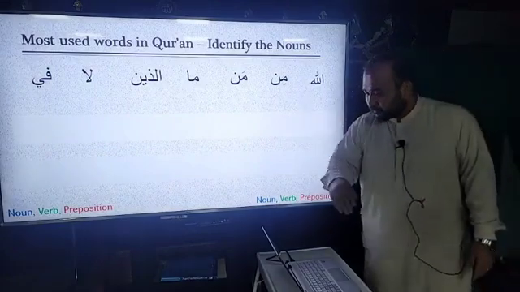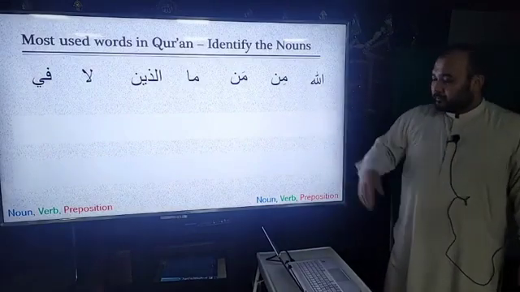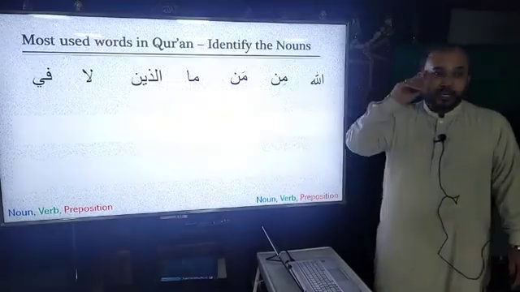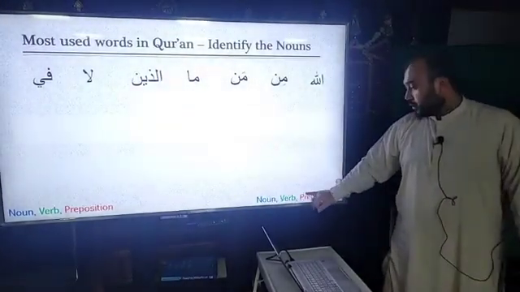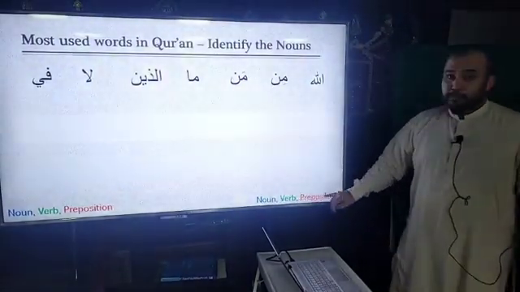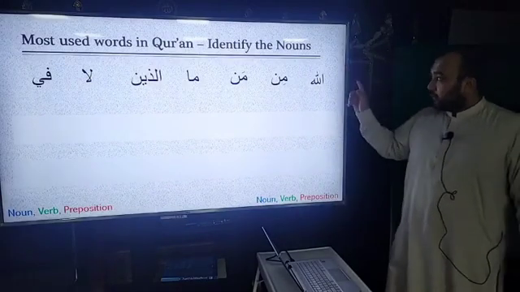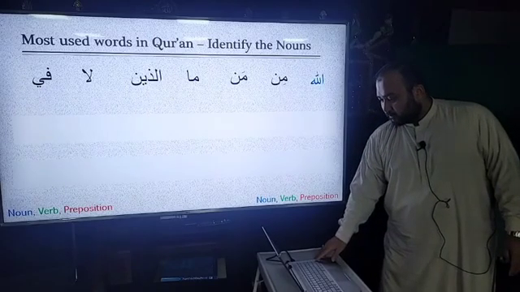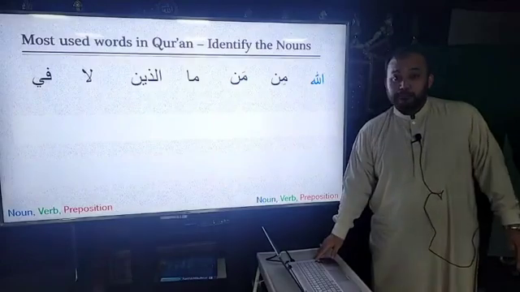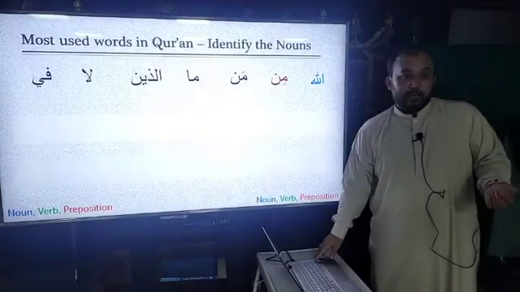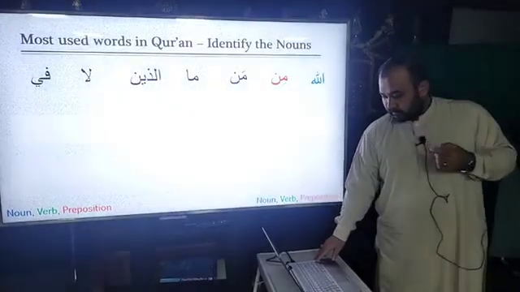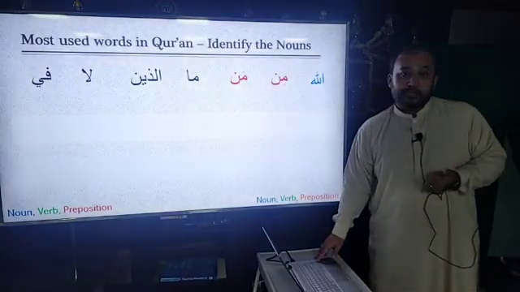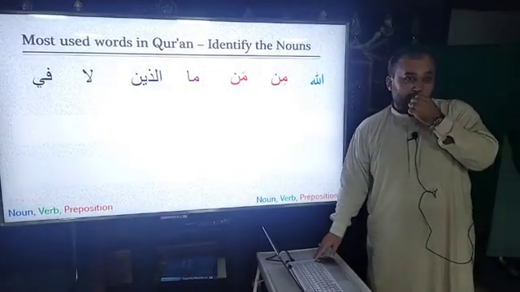In the first line, we'll go one by one. I put them in different colors, so then we can see later on as well. Noun will go into blue, verb will go into green, and if it's a preposition, it will go into red. We'll start from this side going that way. Allah is a noun. Min, from, preposition. Man, who. Ma, what? Preposition. Allazina, the one who.